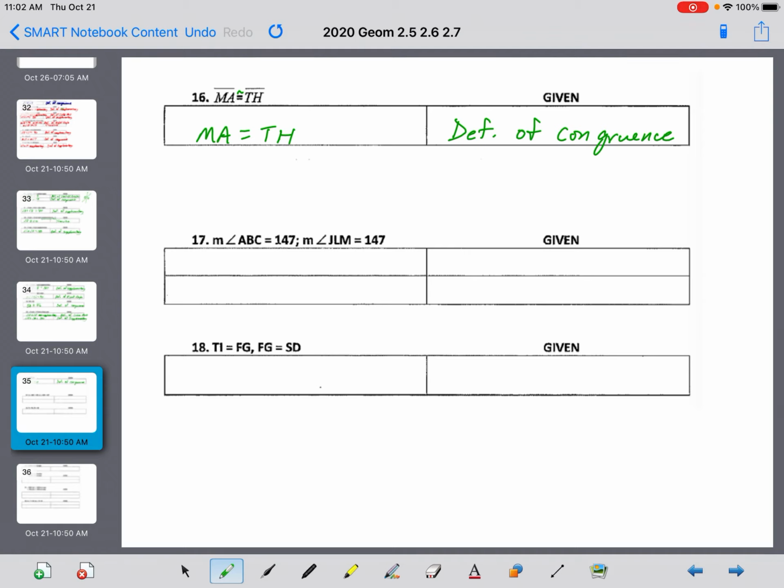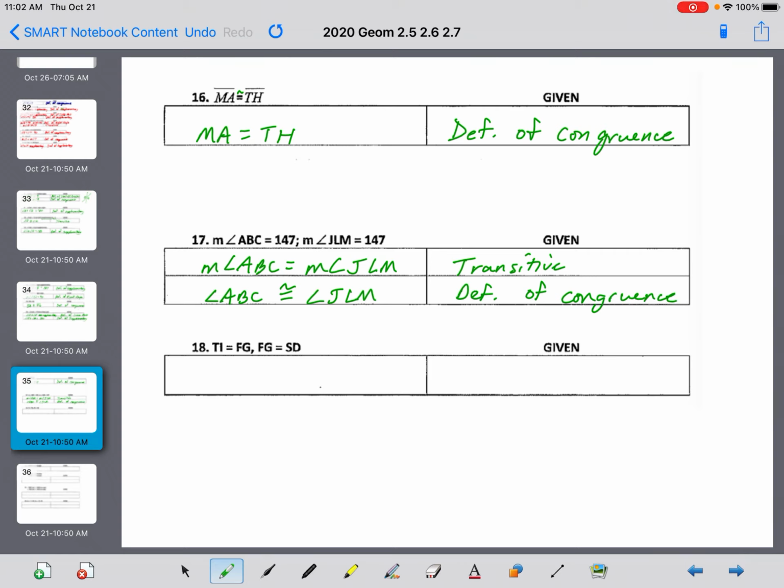Let's see. So we're going to use transitive property first. Say the measure of ABC is equal to the measure of JLM because they're both equal to 147. You could call that substitution, but I think it's just as easy to call it transitive. They're linked together with the 147. And then we're going to put the squiggly in and call it def of congruence. So def of congruence does a little bit.